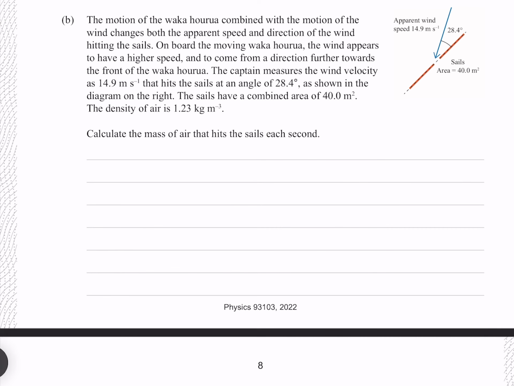The motion of the wakahodoa, combined with the motion of the wind, changes both the apparent speed and direction of the wind hitting the sails. On board the moving wakahodoa, the wind appears to have a higher speed and to come from a direction further towards the front of the wakahodoa.